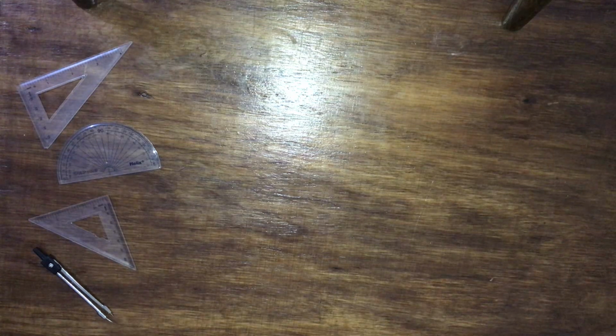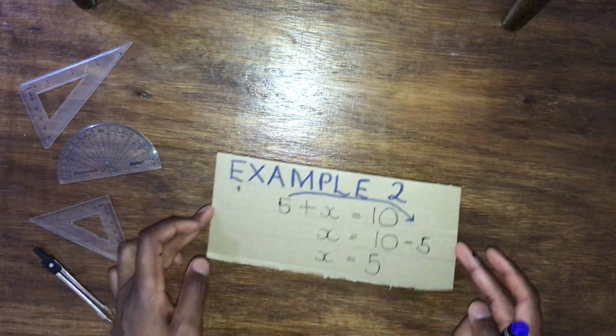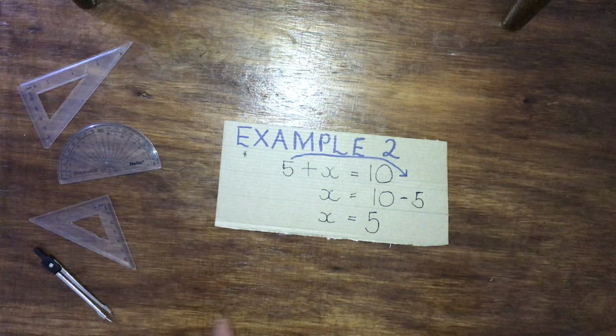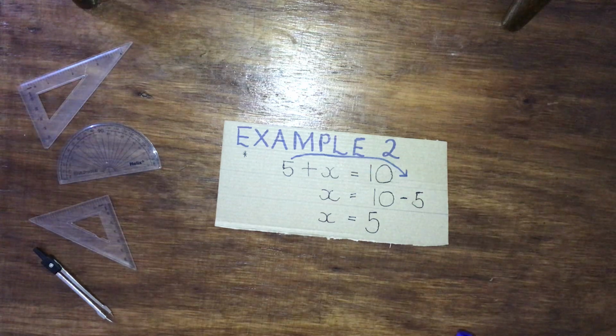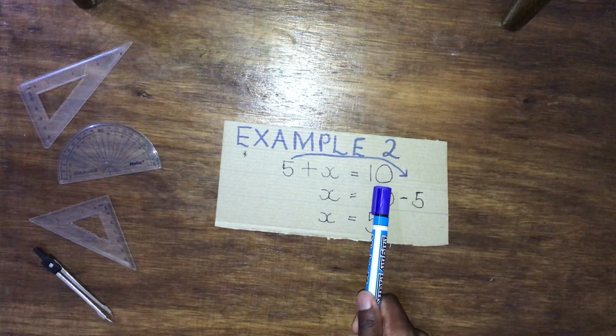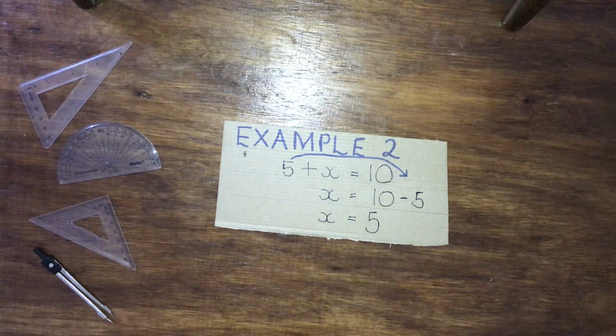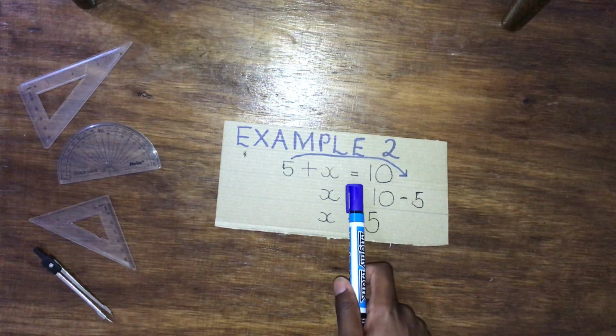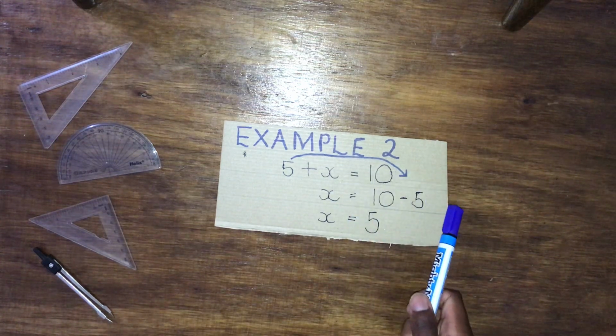Now, for a not so straightforward example, 5 plus x is equal to 10. x is equal to 10 minus 5, x is equal to 5. Let us see how this happened. As we can see in the first line here, 5 plus x is equal to 10. But you have an unknown value. You have a known value on the left-hand side and a known value on the right-hand side.